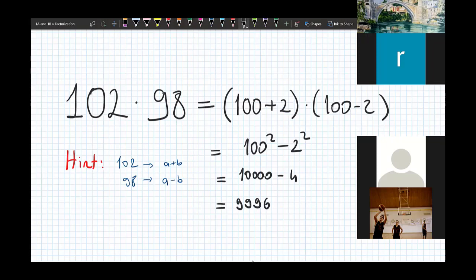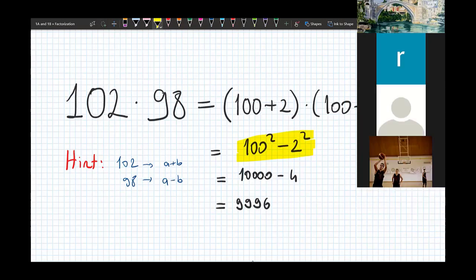Look at this. 102 times 98. We may write this product in the form of 100 plus 2 times 100 minus 2. Why am I doing this? Because 100 plus 2 and 100 minus 2 is the factorized form of 100 square minus 2 square. So you could take the square of 100 easily. If you have this kind of problem, it may be something like a puzzle. So you need to get hundreds. If you get the 100, then you may write 100 plus 2 or something like that, and 100 square.